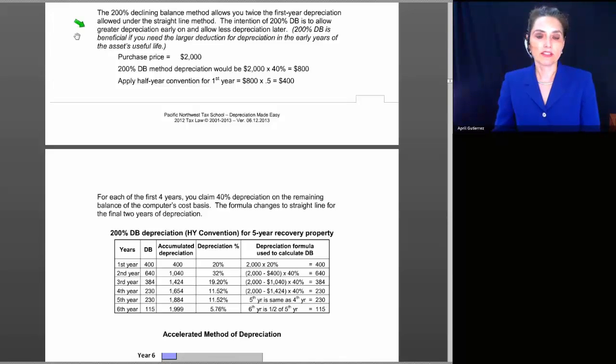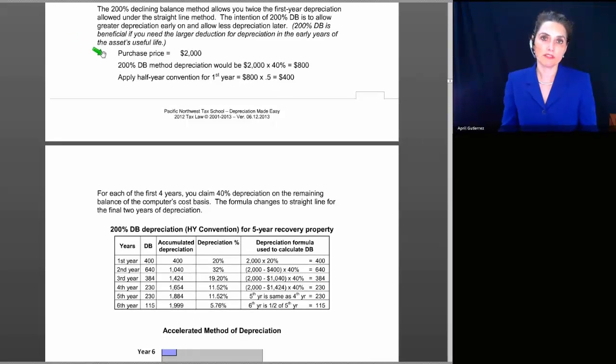So 200% declining balance is beneficial if you need more depreciation in the earlier years of the asset's useful life. Now, what would be a reason to claim more depreciation early on? Well, the business just forked out money for that asset, right? And it's going to have to pay tax based on more income than they really feel like they had.